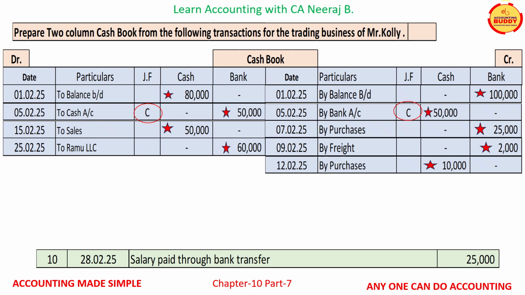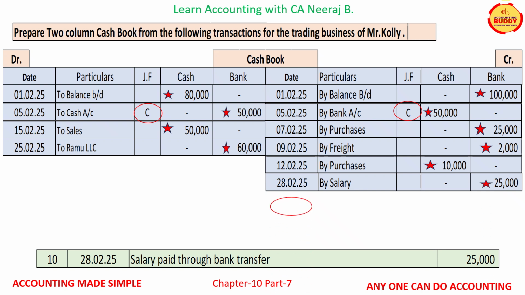Transaction T10 is on 28th February 25, business paid salary for $25,000 through bank. Since it is a payment transaction, it will be recorded in the bank column on the right hand credit side of the cash book for $25,000 on 28th February 25 by writing the words by salary account.